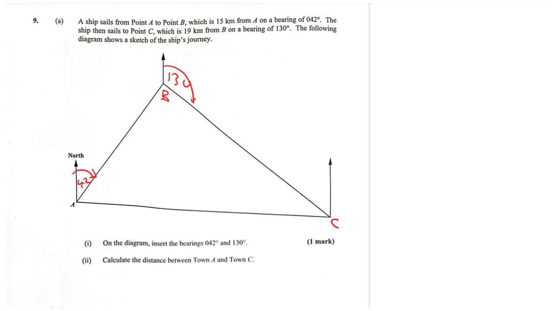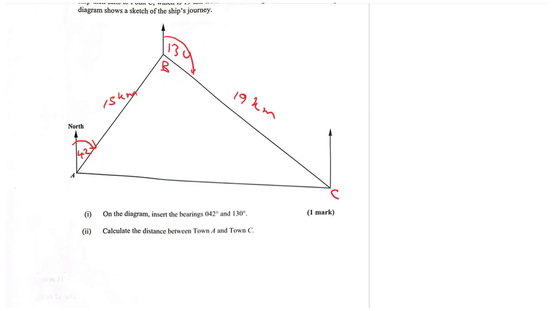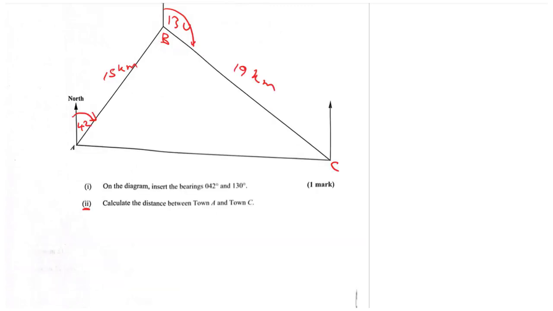They told us that B is 15 kilometers from A, so we can put 15 kilometers here. And C from B is 19 kilometers. Now, the question is asking us in part 2, calculate the distance between town A and town C. In order to find that distance, we need to work out this angle here.